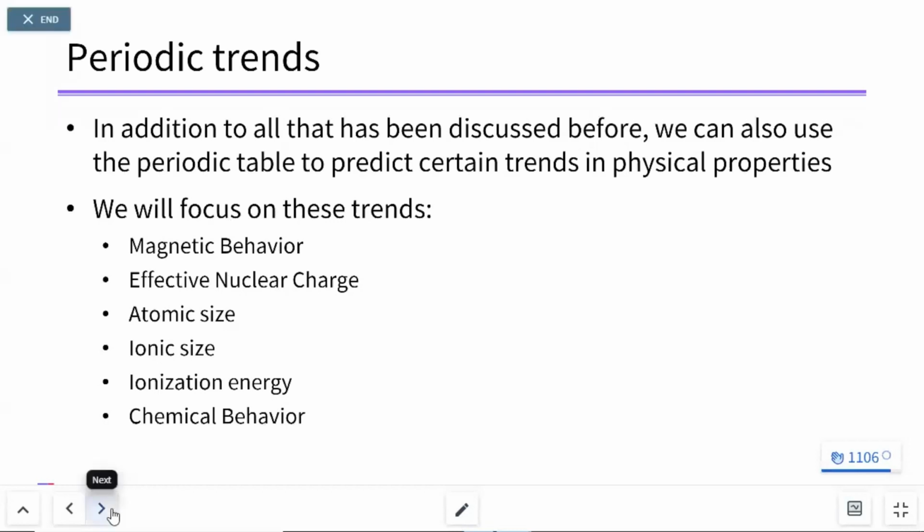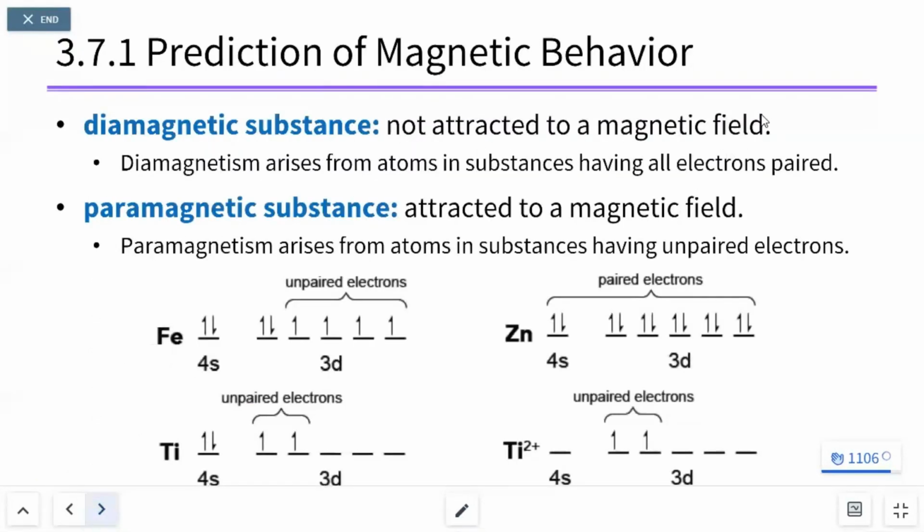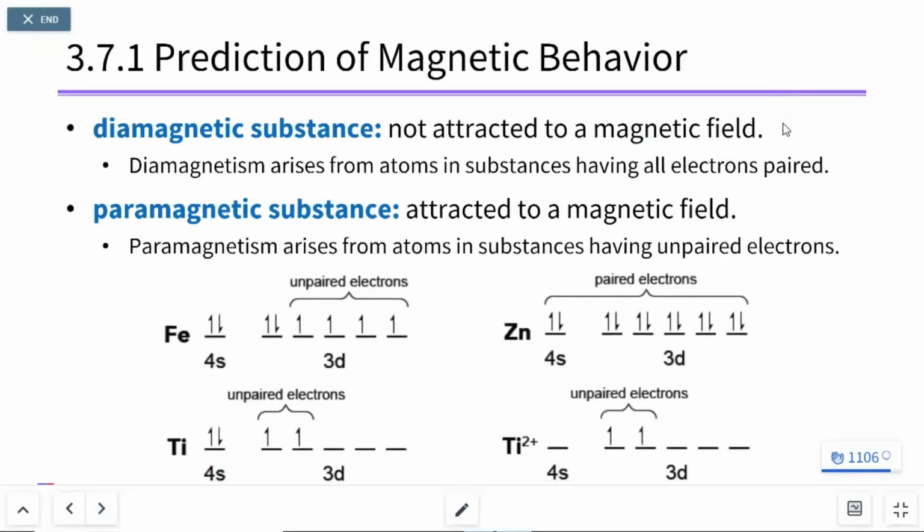So the first one that we're going to talk about is magnetism. Magnetism is the ability of an element to be attracted to a magnetic field. And the property of magnetism comes down to configurations. In order for something to be magnetic, it has to have free electrons, in particular, electrons that are unpaired in its configuration.